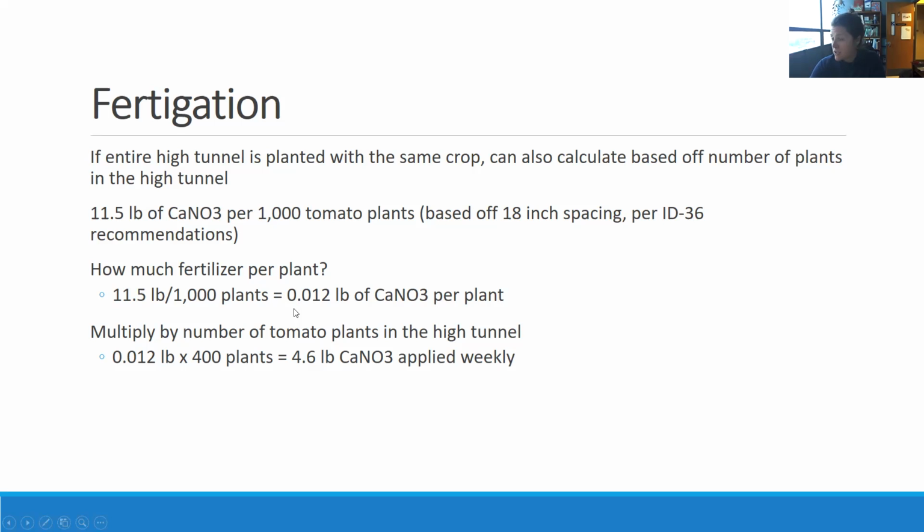Okay, well, how many plants do you have, right? Let's say 400, that's pretty crammed, but let's say you've got that. So 4.6 pounds of calcium nitrate applied weekly to those plants, right? And so if you've got a really tight spacing, we would need to adjust this number. It's going to be more. So keep that in mind.